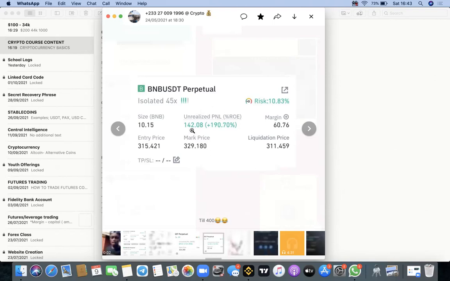Let's check out what PNL is. PNL means your profit and loss. So P means profit, N means and, and L means loss. When we check over here, we can see 142.08, meaning the person has made a profit of $142.08.